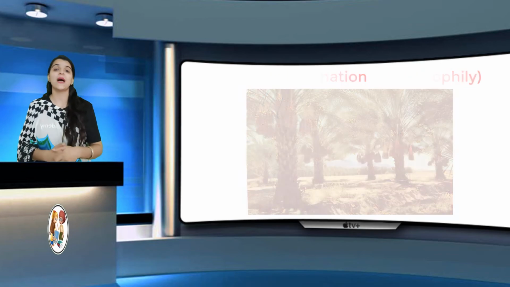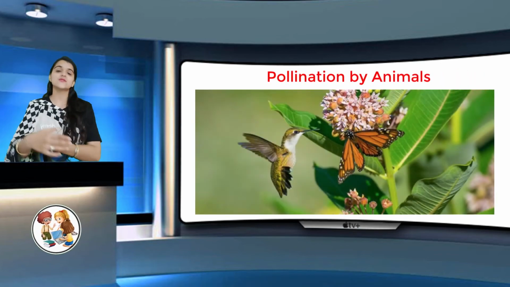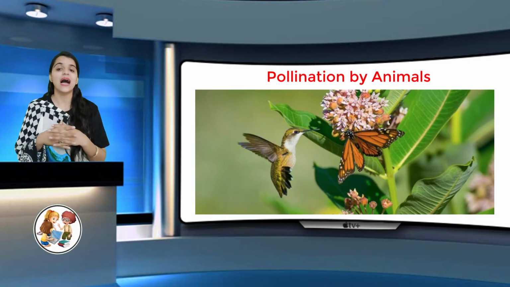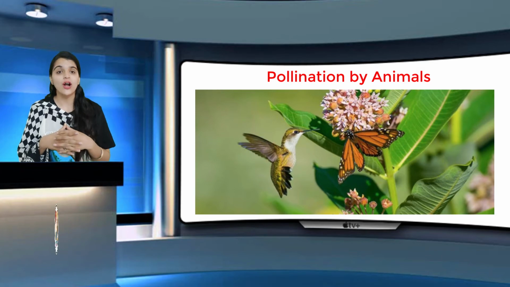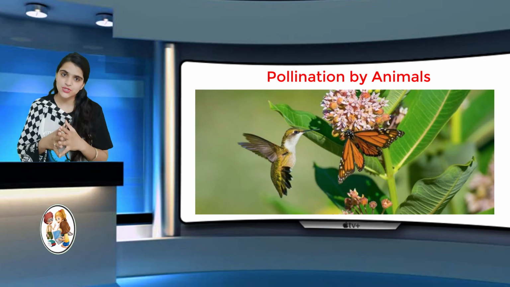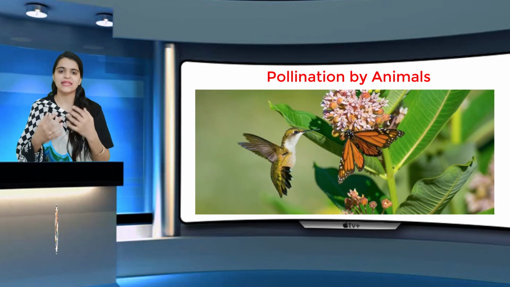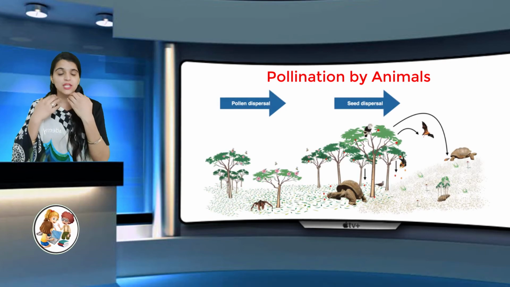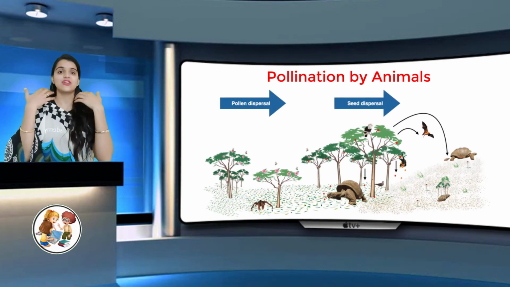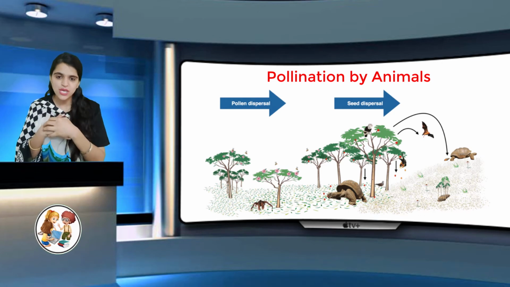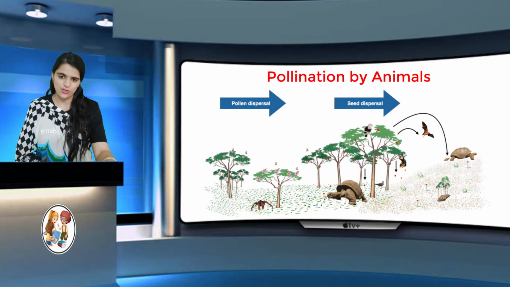Now the next is pollination by animals. First is pollination by wind. The second type we can say is pollination by animals, which we call zoophily. Animals play a very important role in the reproduction process, and they help in seed dispersal. When an animal eats a fruit, it moves to different locations, and when it reaches another location, it drops the seed, and this helps in seed dispersal as well as in pollination.